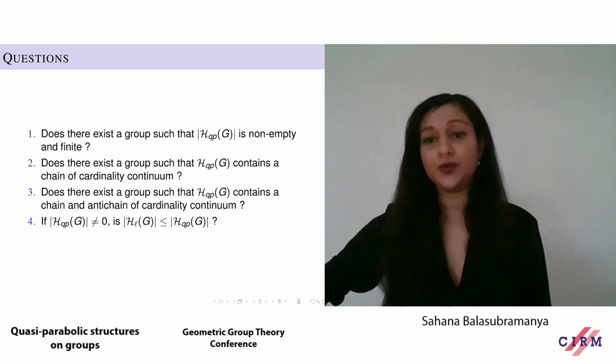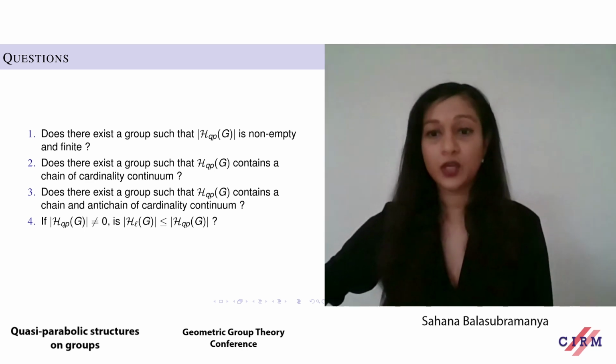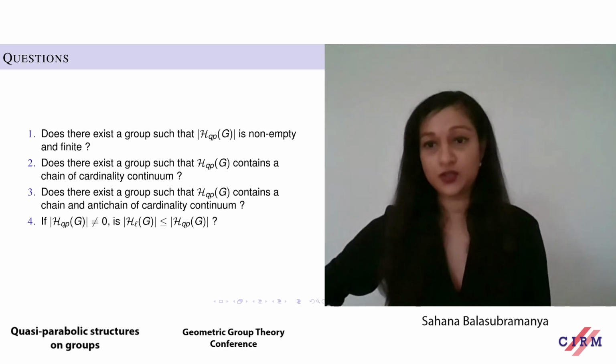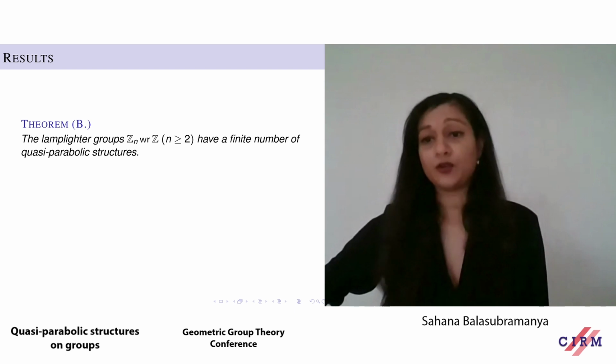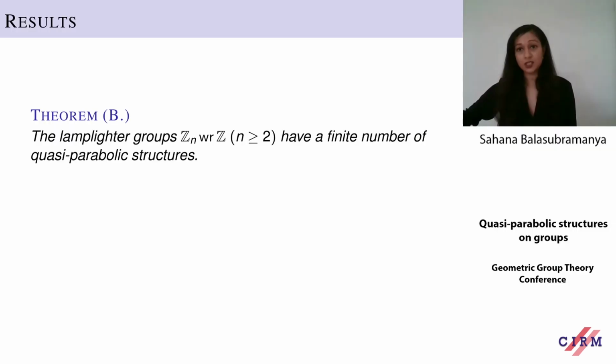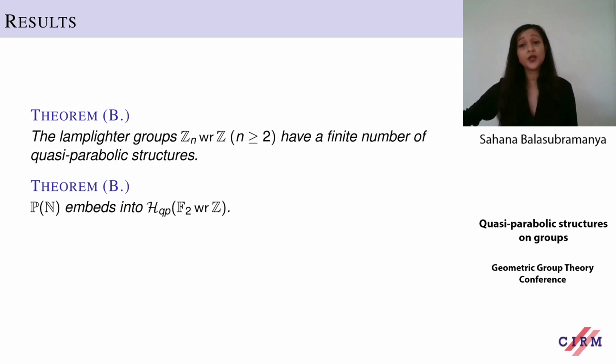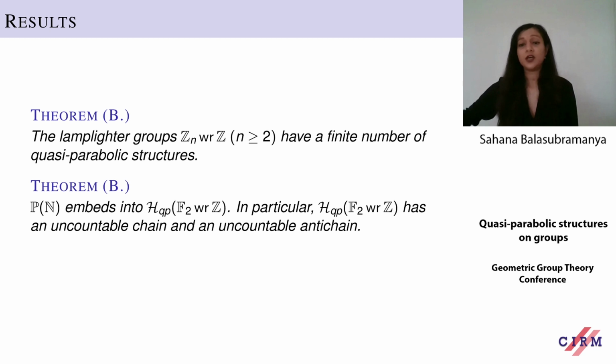And I was able to answer these questions subsequently after our joint work with Dennis and Carolyn was done. So here are the answers to these questions. The lamplighter groups, all of them, Z_n wreath Z for n at least 2, have a finite number of quasi-parabolic structures. There is a group, namely F2 wreath Z, for which you can have an uncountable chain and an uncountable anti-chain of quasi-parabolic structures.